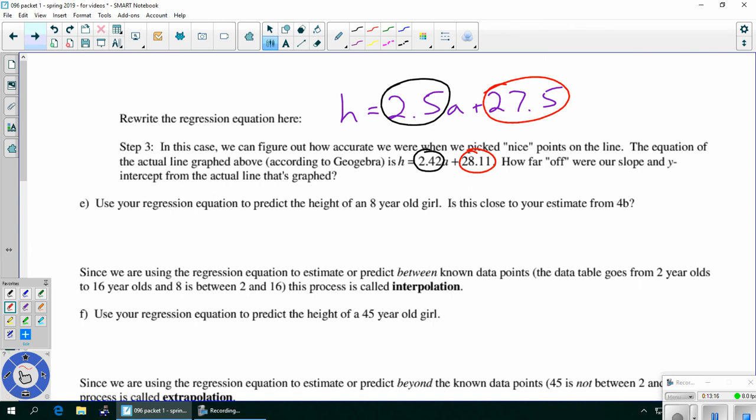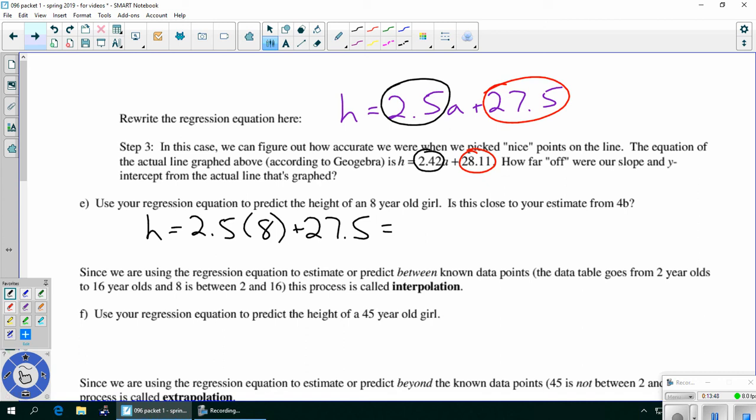Not too bad. Use your regression equation to predict the height of an 8-year-old girl. Okay, so is it H or A that is taking on the value 8? Well, 8 years old, that's the age, that's the A. Using A and H really makes this kind of problem easier than if we had done X and Y, because if you do X and Y, then you have to be careful to make sure that you plug in the 8 for the correct letter. Is 8 X or is 8 Y? I don't know. But 8 is the age, so 8 is A.